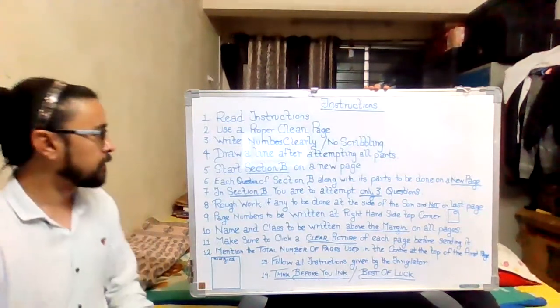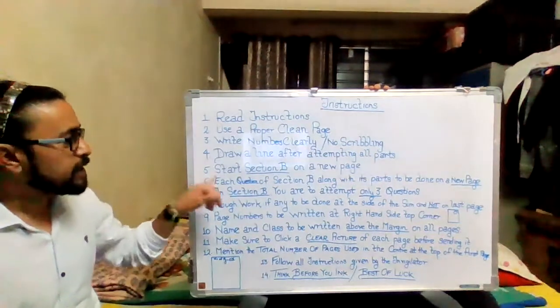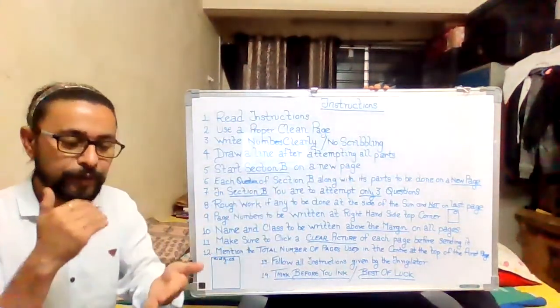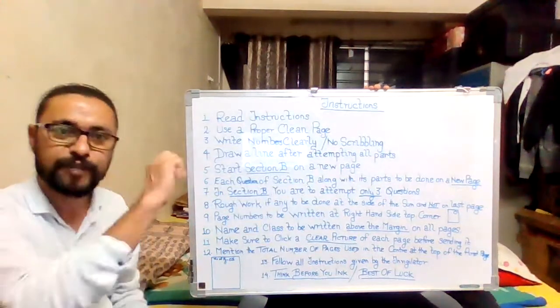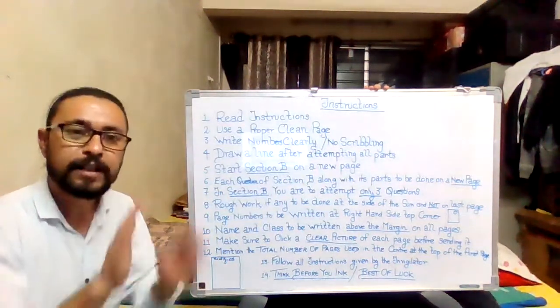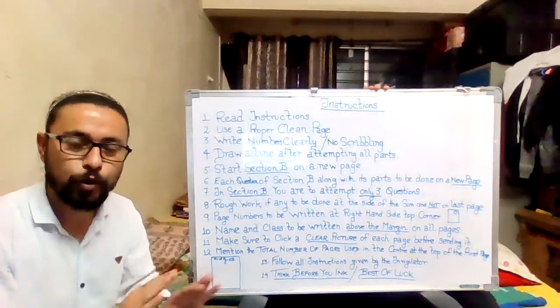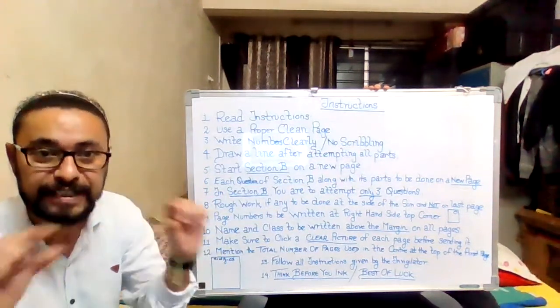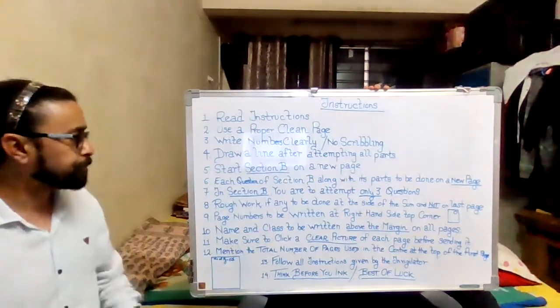Remember that. Number 5, start section B on a new page. After you finish section A, whether you have reached the end of the page or you're on the first line of that page, click that photograph and it's over. You go to a new page, brand new page, and write section B and start there.